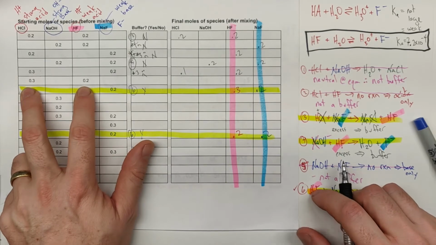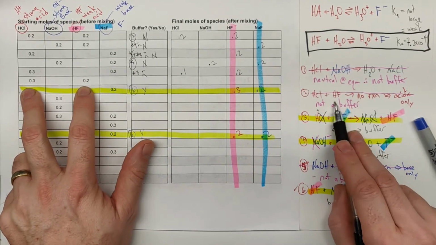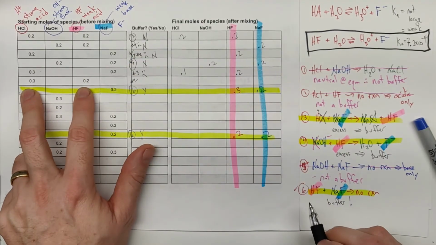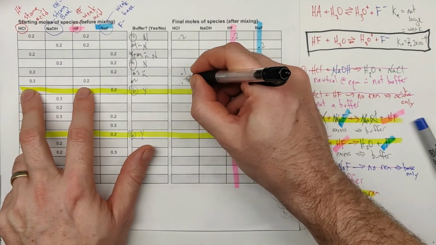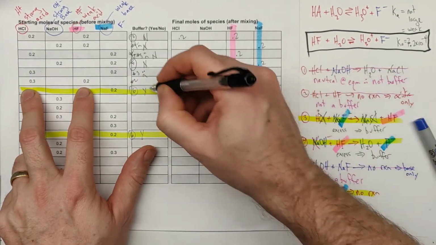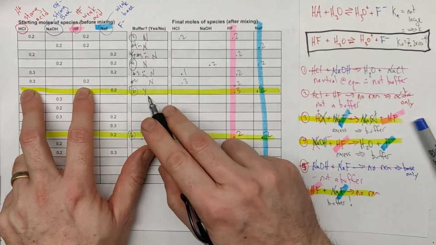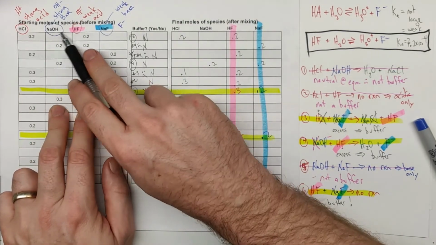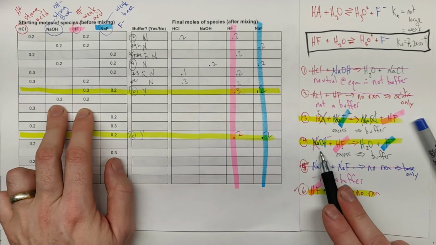Right here, HCl and HF, that's our scenario right here, our number 2. And as we look at it, no reaction, both acids. You're going to get the 0.3 right there, and you're going to get the 0.2 right there. So that is a no as well. We already established that that one's going to work. In this particular case, we've got NaOH and HF. That is our 4th scenario here.